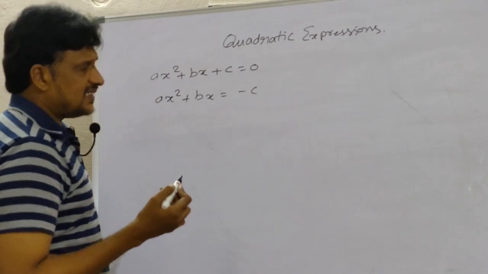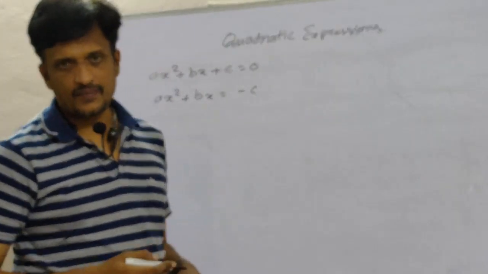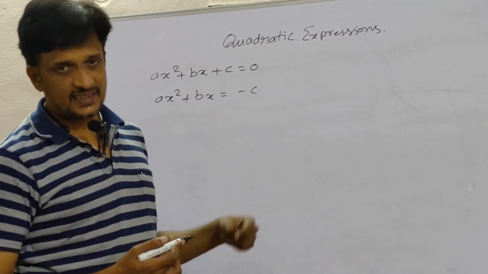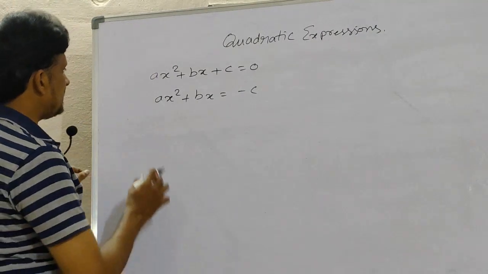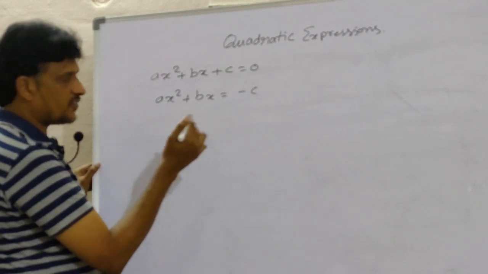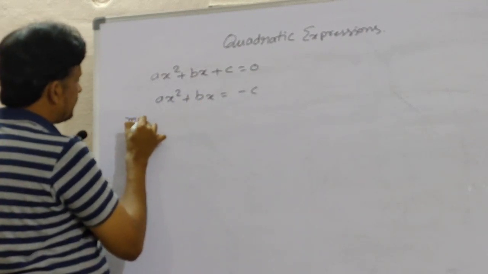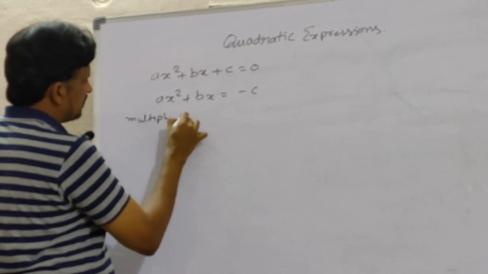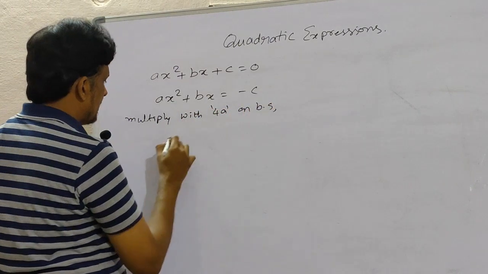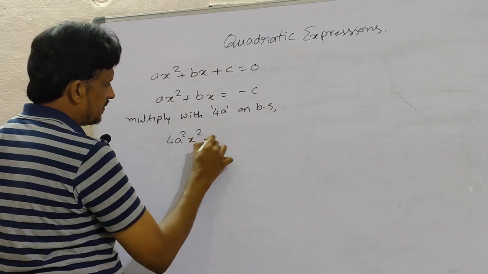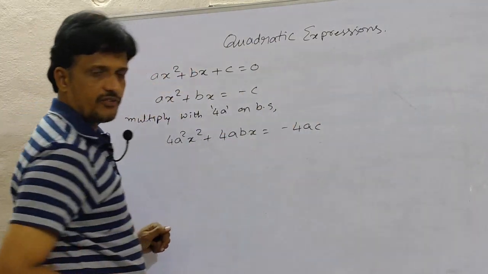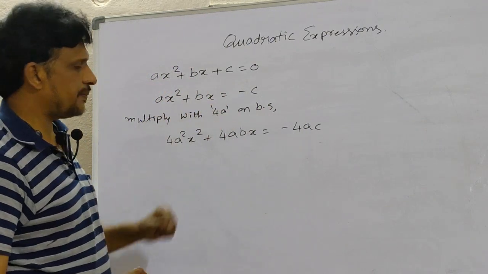Now this is called completing square method. So try to obtain a perfect square like a plus b whole square or a minus b whole square form. It is from factorization concept. So ax square is there plus bx is there. So on either side, multiply with 4a. On both sides, then you will get 4a square x square plus 4abx is equal to minus 4ac. If you multiply with 4a, the given equation will be like this.